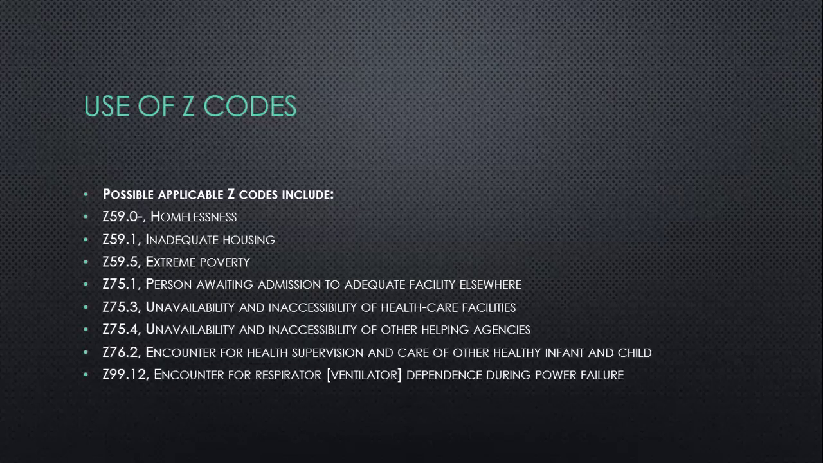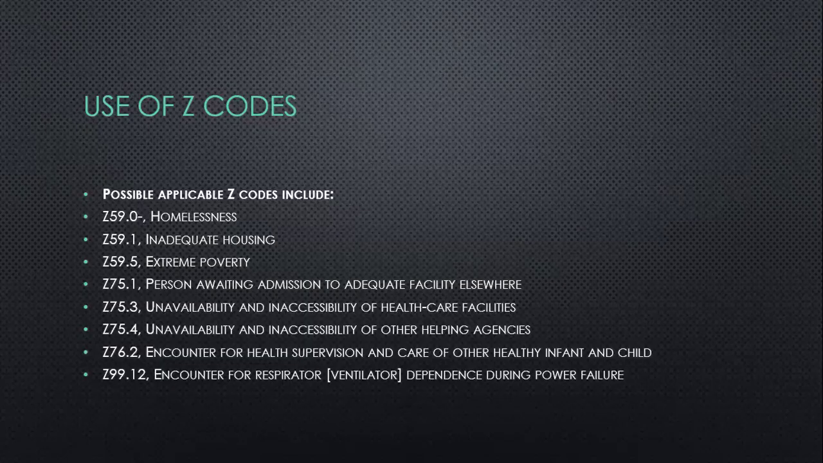There is inadequate housing, which is your Z59.1, extreme poverty, persons awaiting adequate facility elsewhere, meaning they're awaiting placement in another facility. That could be a nursing facility, that could be a rehab facility. There are other conditions, behavioral health, that could apply too. And like I said, unavailability or inaccessibility to healthcare facilities, or helping agencies.